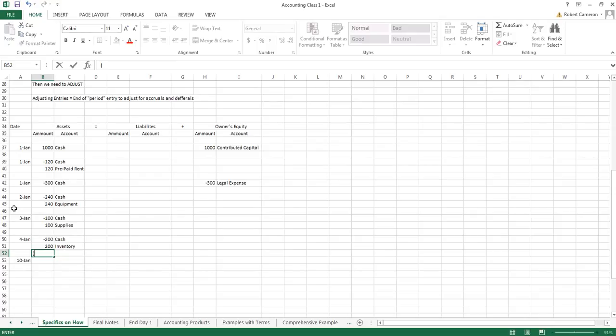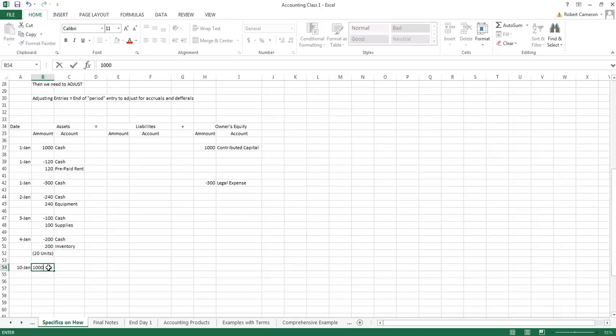Let's just say that we have 20 units of inventory. This is really important to keep track of. Whenever you're buying inventory, you're always going to keep track of how many units you have. So let's say January 10th, we have our first sale. Yay. We sell 5 units of inventory, and we sell those 5 units for $1,000.